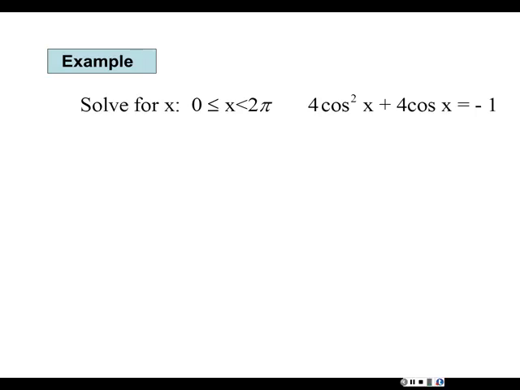So the x is going to be, since the value is negative, one in the second quadrant and another in the third quadrant. Which is in the second quadrant? This is the second quadrant, and the third quadrant is this. Pi minus means second quadrant, pi plus means third quadrant. In the second quadrant, the value is going to be 2 pi by 3. And in the third quadrant, the value is going to be 4 pi by 3.